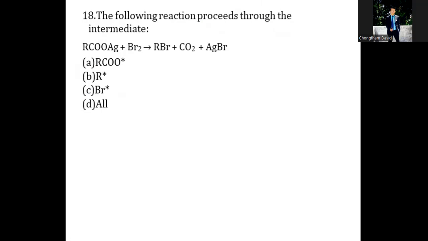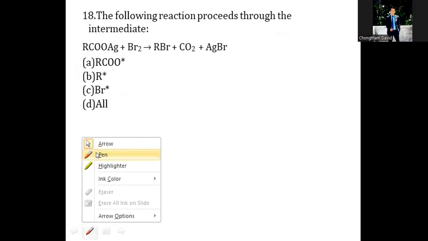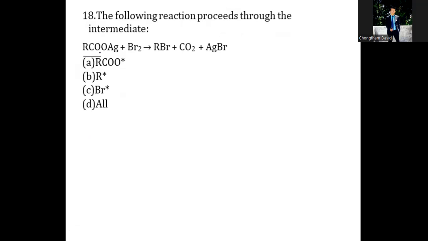Question number 18. The following reaction proceeds through the intermediate. You have silver salt of this acid. Bromination reaction forms haloalkane. So this is what reaction? This is Borodin-Hunsdiecker reaction. Let us write the mechanism for this reaction. Mechanism of Hunsdiecker reaction.